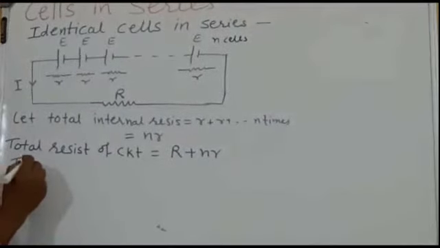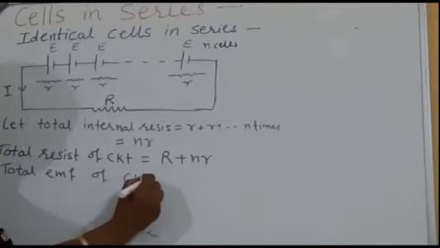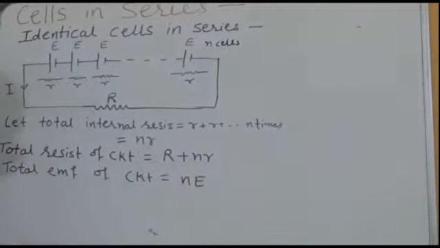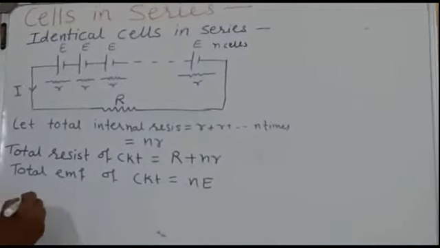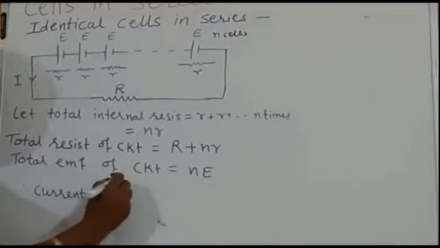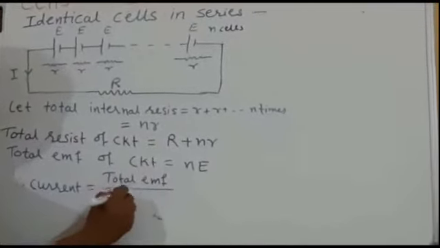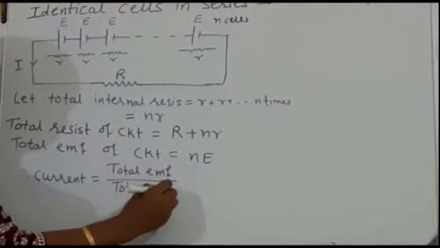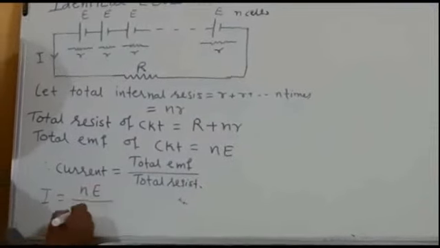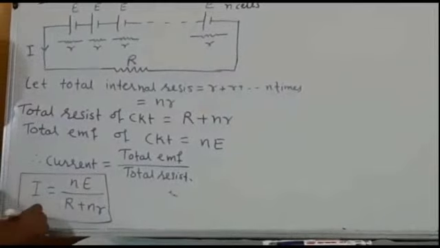Then total EMF of the circuit. So it is E plus E, n times. So it will be n into E. So current we have to find out. Therefore current I is equal to total EMF upon total resistance. So substitute. So I is equal to nE upon R plus nr. So this is the current flowing through the combination.